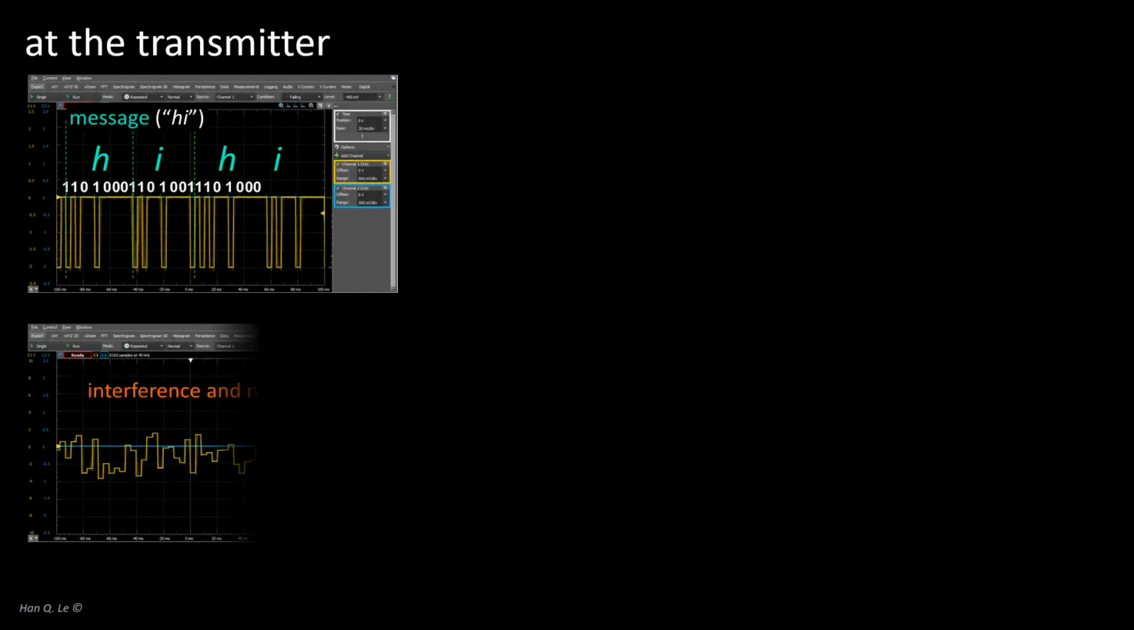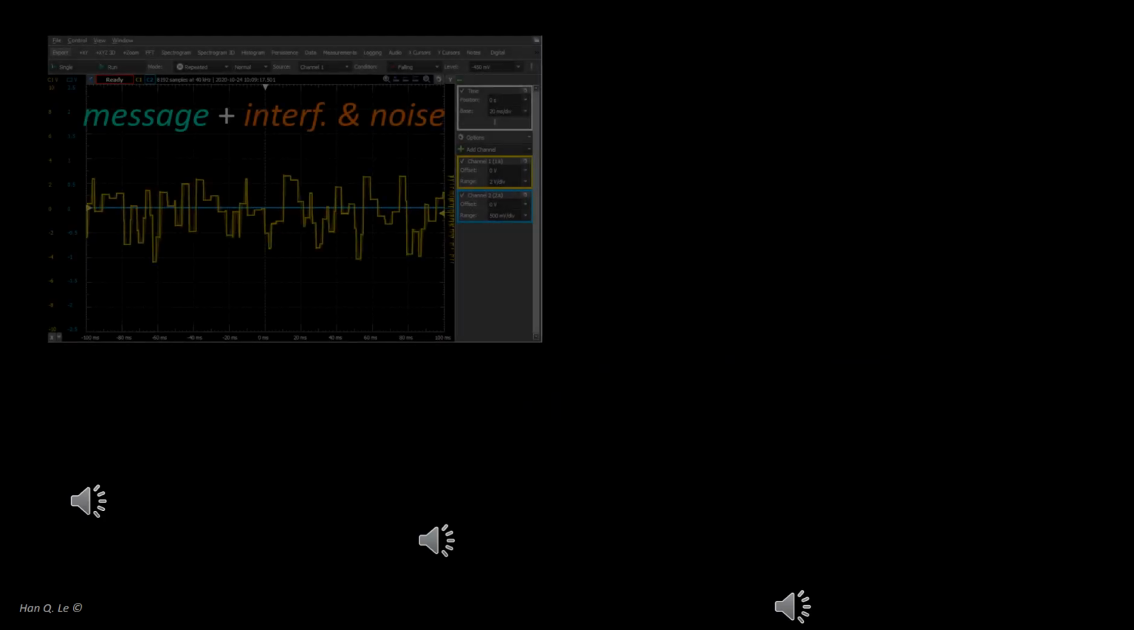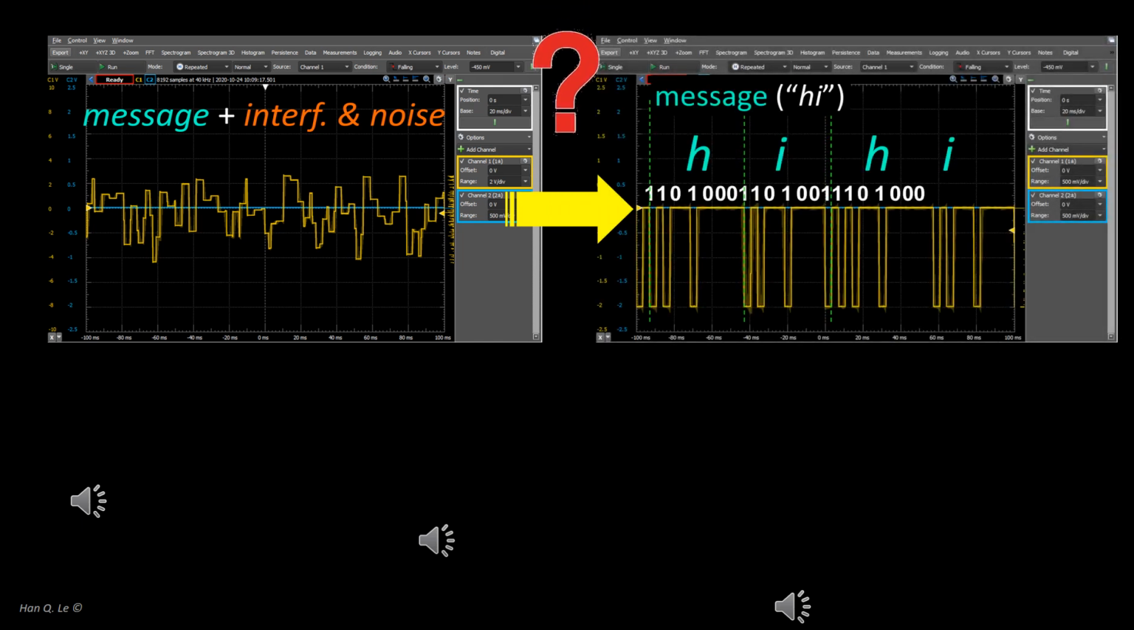At the receiver, the intended signal and the interference and noise are added together. Can the original intended message be retrieved from the net signal at the receiver? The answer is no. Consider this audio example with increasing noise.